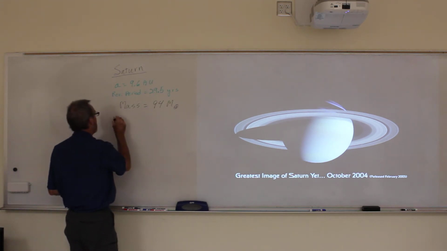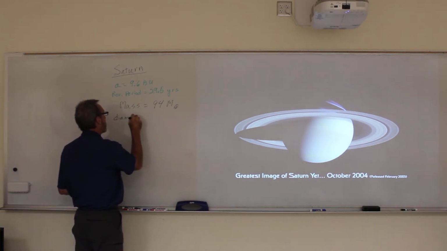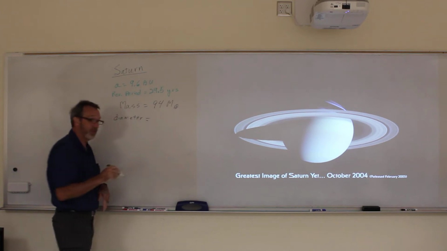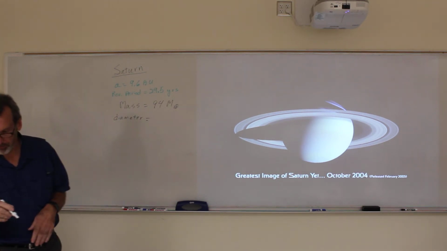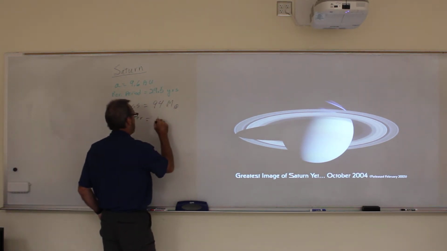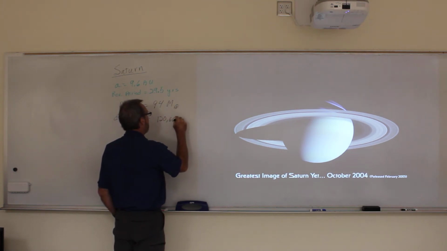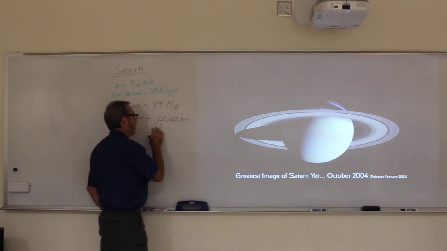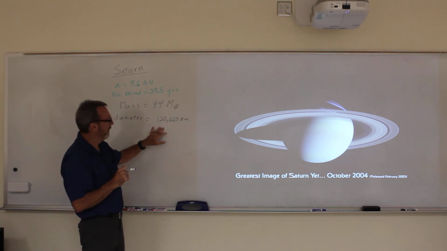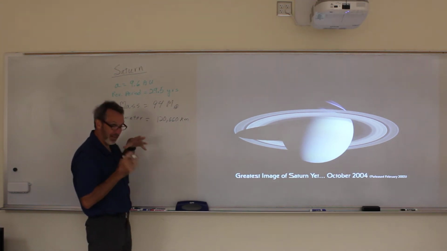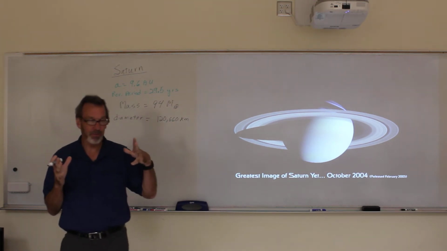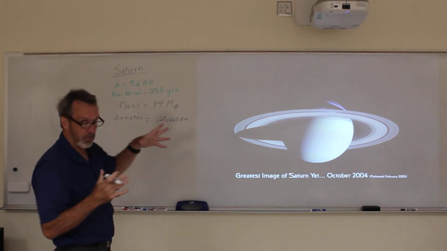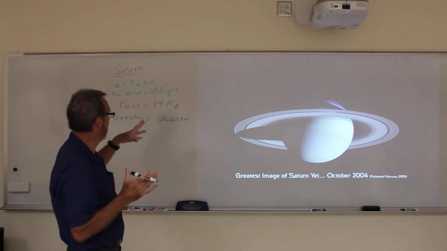However, size-wise, they aren't all that different. The diameter of Saturn is 120,660 kilometers. Remember, Jupiter was 140-some thousand. So it's bigger, but it's not a lot bigger. But Jupiter has a lot more mass than Saturn does.